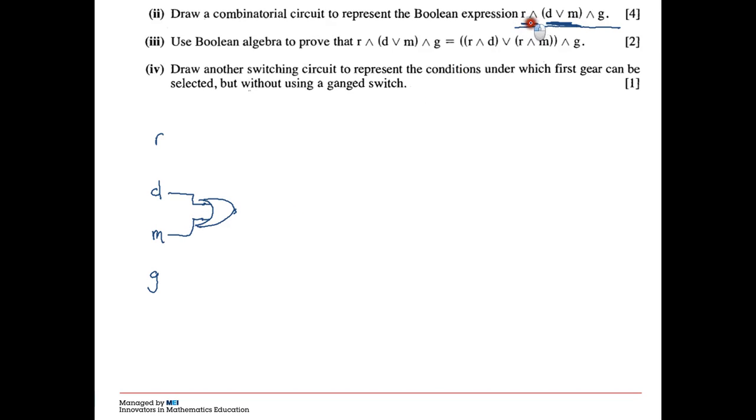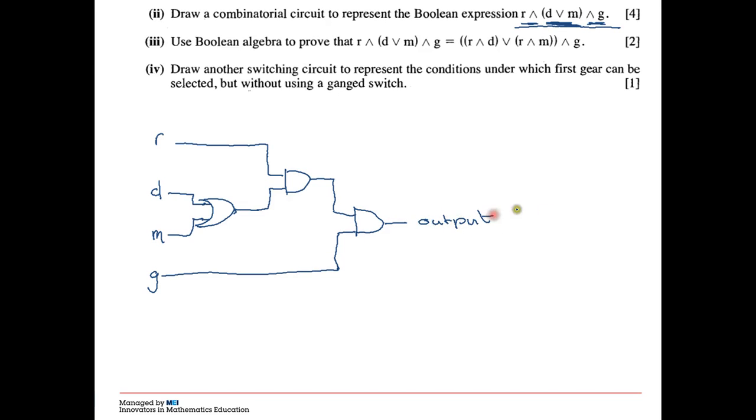Then we've got R and D or M. So I'm bringing R in and my output from the D or M and connecting those with an AND. And finally I've got AND G, so G comes along with the output from that, and they combine together with another AND symbol, and that gives us an output. So again, just simply by reading and following the basic rules, do the brackets first and so forth, it's not that tricky to do.